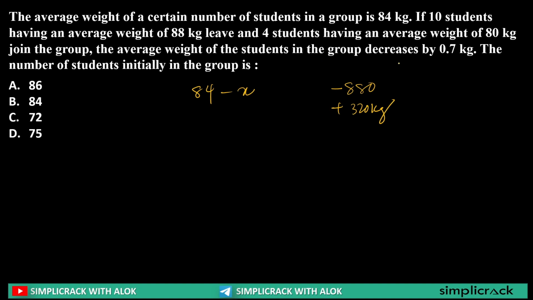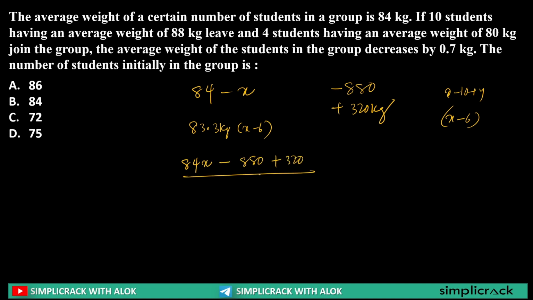The average weight of the students in the group decreased by 0.7 kg. Previously it was 84, now it is 83.3 kg. For the total number of students, what? x minus 10 plus 4, that is x minus 6 students. Clear? Yes sir, we are clear. Now what we have to do is calculate the number of students initially. So I'll write: previously the weight was 84 x, minus 880 out, plus 320 in, divided by x minus 6, is equal to 83.3. Yes sir, you are right.